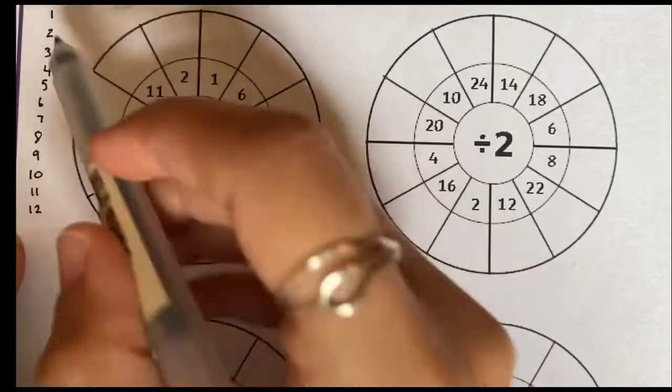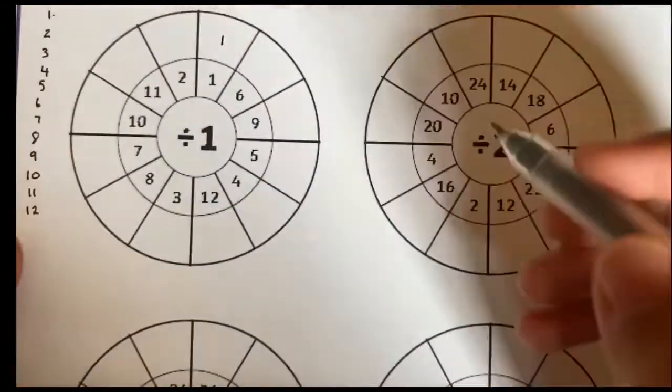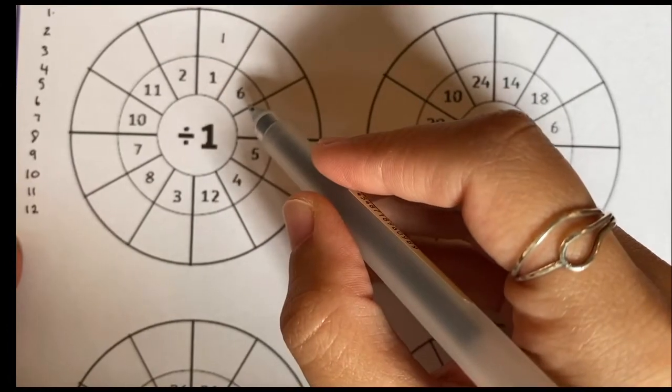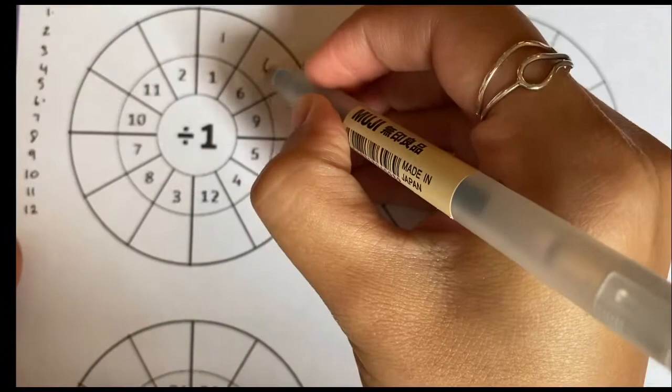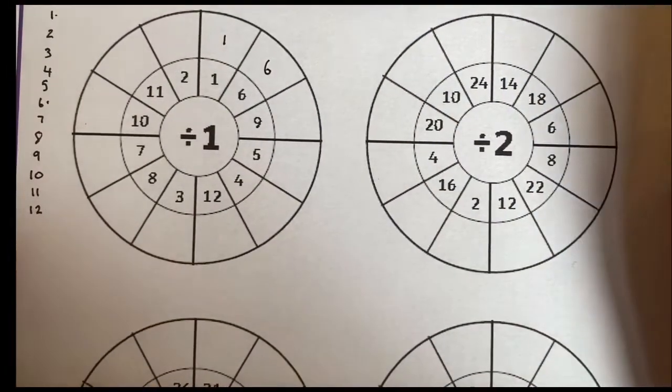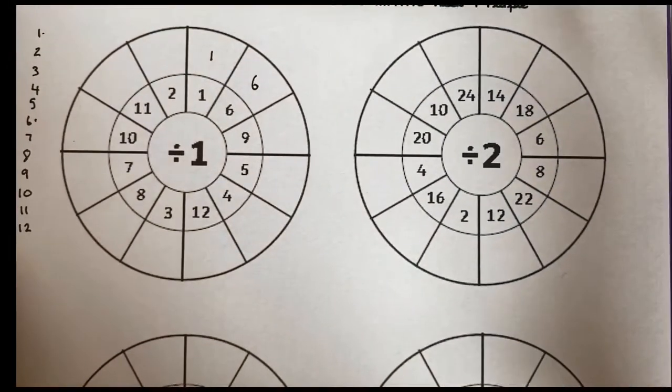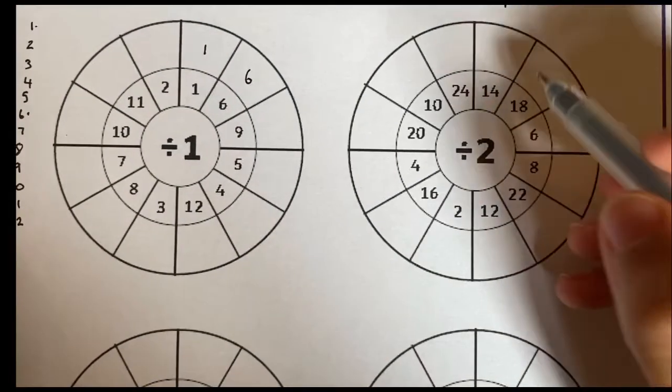Now if I do 1 divided by 1, how many 1s go into 1? Just 1. What about how many 1s go into 6? So we can count to 6 and then work out how many that is. It is 6. Now let's look at our second division wheel.